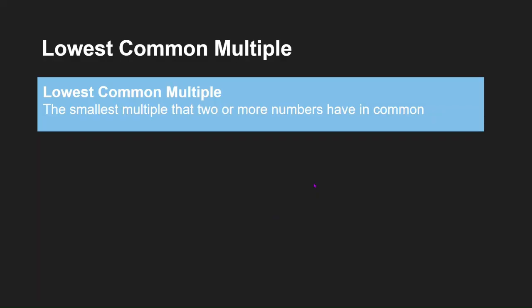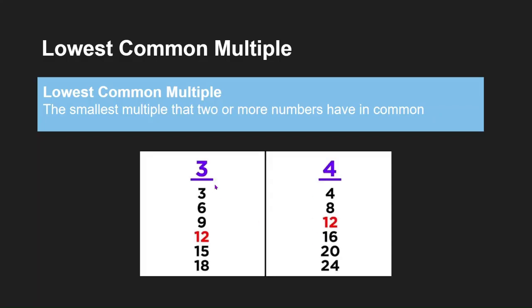So the lowest common multiple, what is the lowest common multiple? It is the smallest multiple that two or more numbers have in common. So it is a type of common multiple, and it is the lowest one. So if we compare 3 and 4, we look at their multiples. The very first multiple they have in common is 12, right? So 12 would be their lowest common multiple. There's nothing lower than that for each of them.